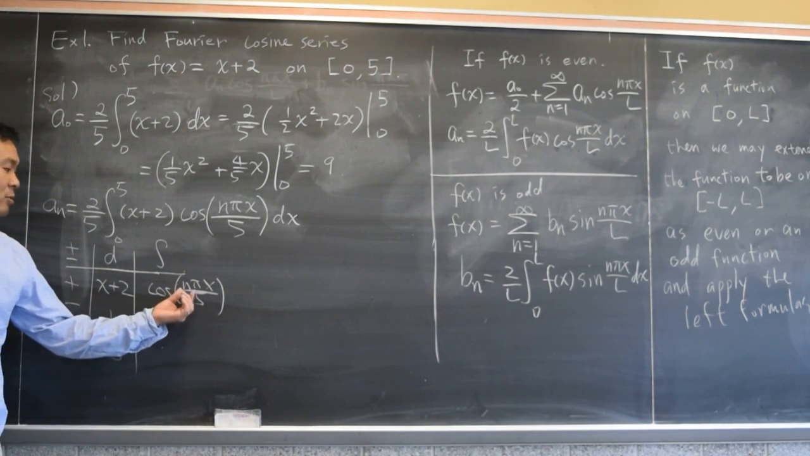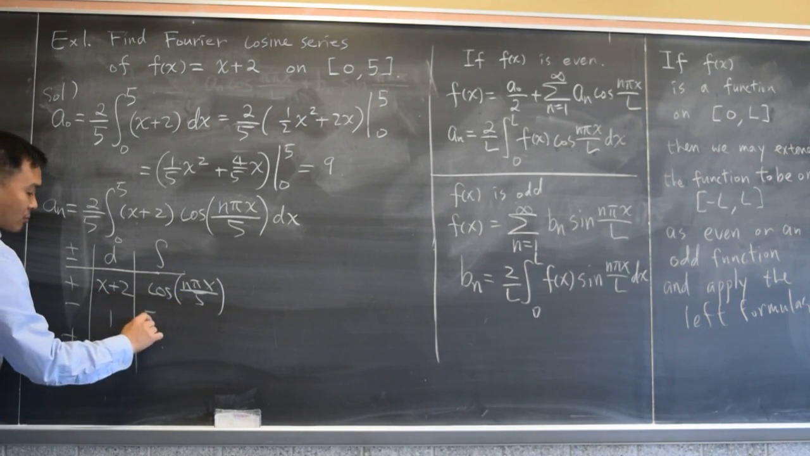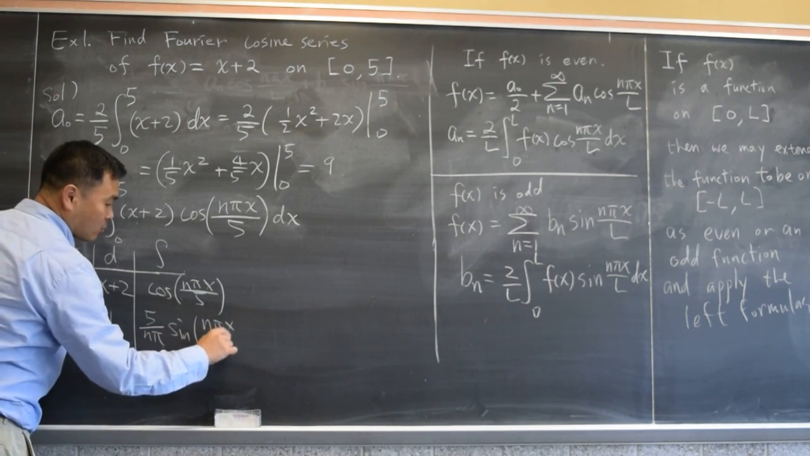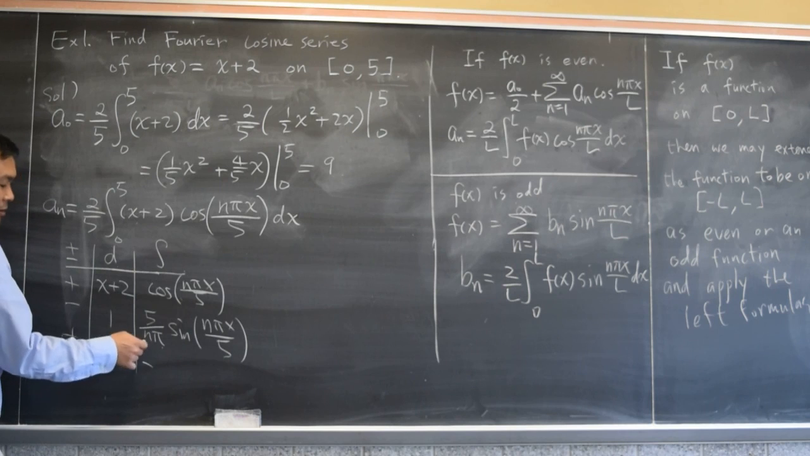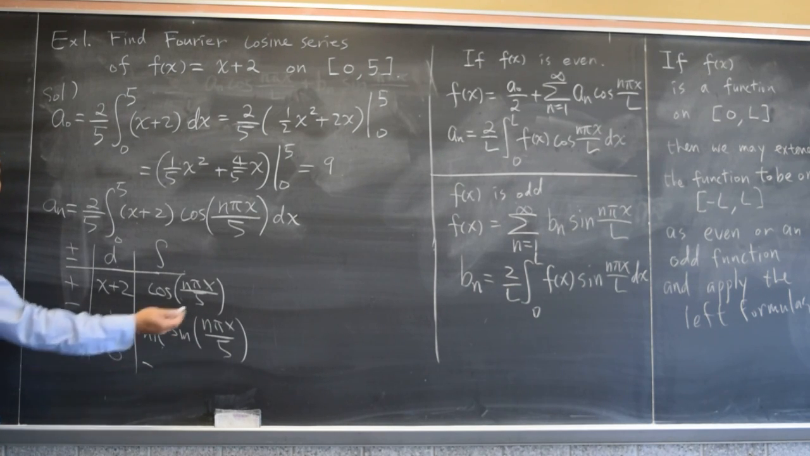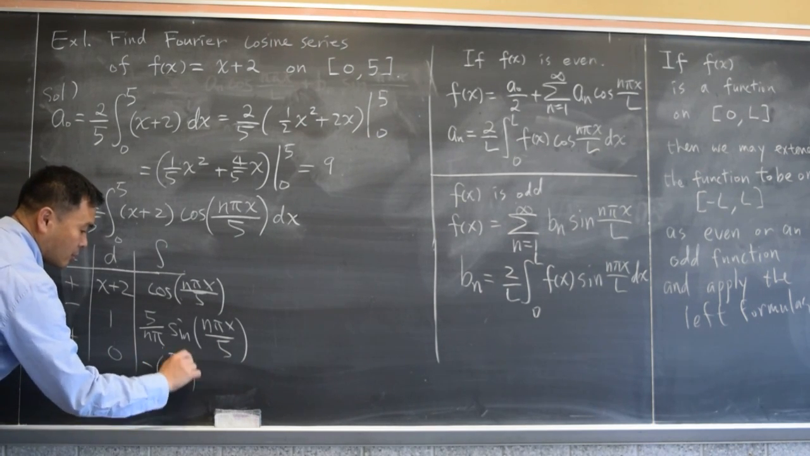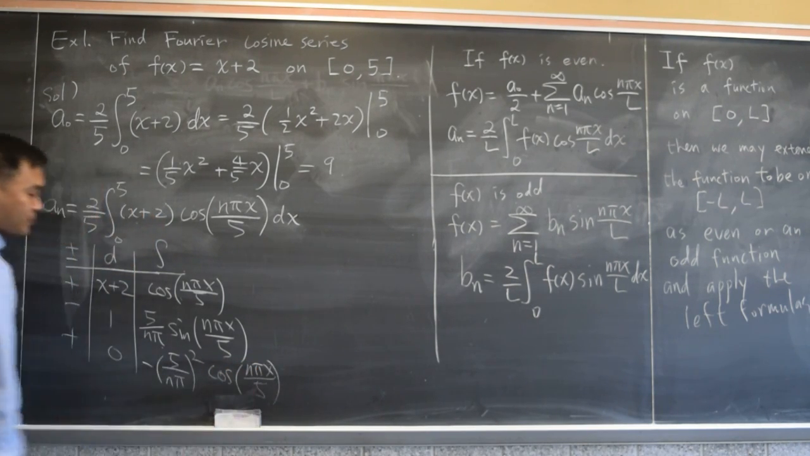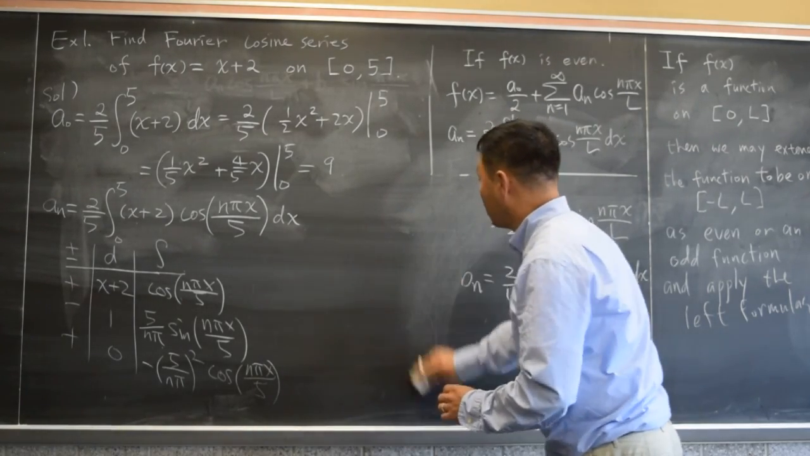And when you integrate this, remember that n pi over 5 is the coefficient of x, right? This is really n pi over 5 times x. So when you integrate, the reciprocal of this number appears in front. So it's 5 over n pi sine n pi x over 5. And integrating sine gives you negative cosine, and another 5 over n pi appears because every time you integrate, this will appear. So you're going to get 5 over n pi squared cosine n pi x over 5. Okay, and therefore, let me just erase this part.